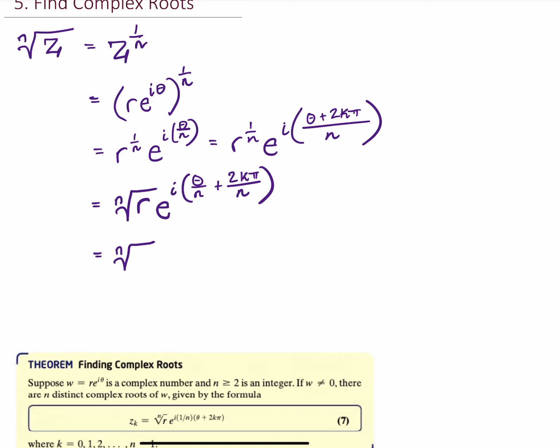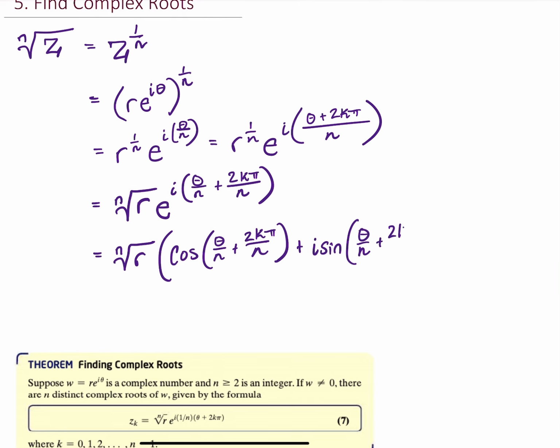So the nth root of r times the cosine of theta over n plus 2k pi over n. So this is like a general solution, plus i times the sine of theta over n plus 2k pi over n. And the number of solutions that we'll get will be the same as the index of this root. So the way to express this in this general form would be to say that we're going to take a k value of 0 first to get our first solution.